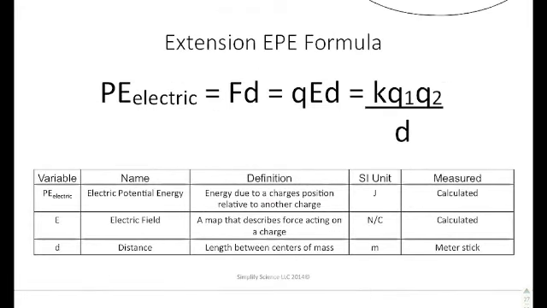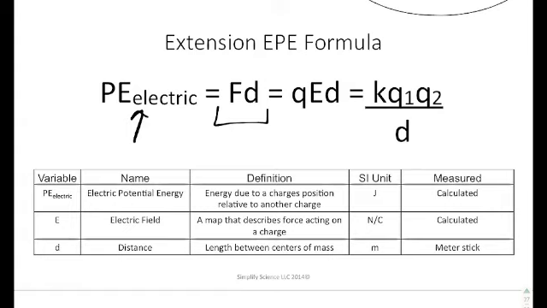The last part of this particular lecture is the extension for the EPE formula. Sometimes you need to take a look at the electric potential energy, or PE electric. Now remember, we said that the electric potential energy is equal to the work that is done in moving the charge there. And work, we already learned, is force times distance. So you have this idea that the electric potential energy is equal to F D.